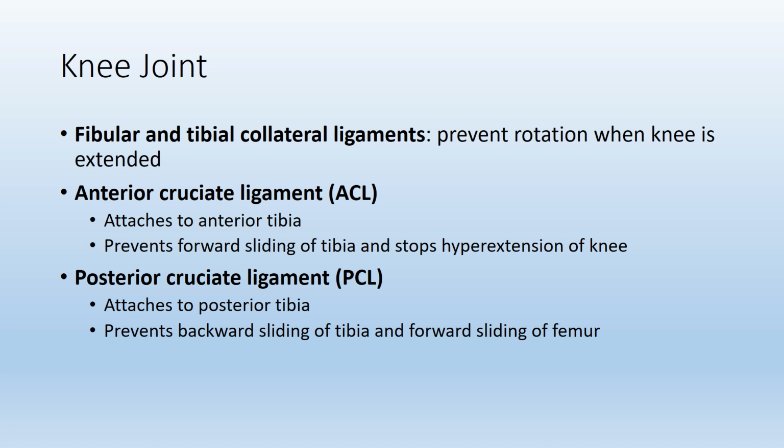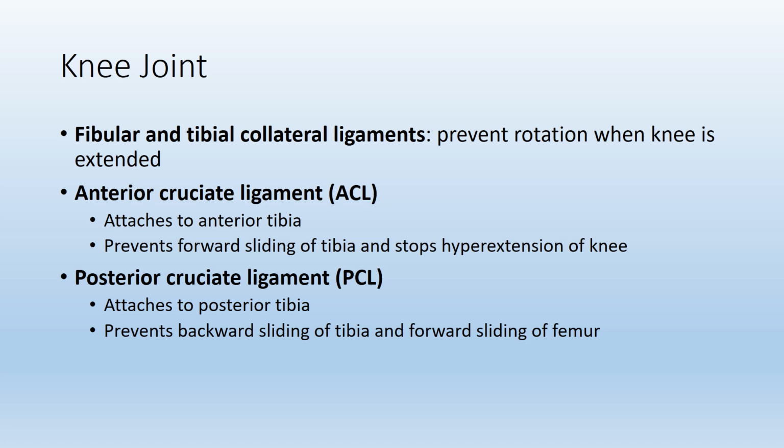And two more ligaments. We have the anterior cruciate ligament, or the ACL, which you might be familiar with. Cruciate means to cross. On the next slide, we will see how the ACL forms a cross with the PCL. The ACL attaches to the anterior tibia and will prevent forward sliding of the tibia.